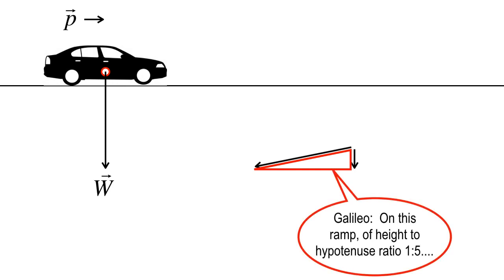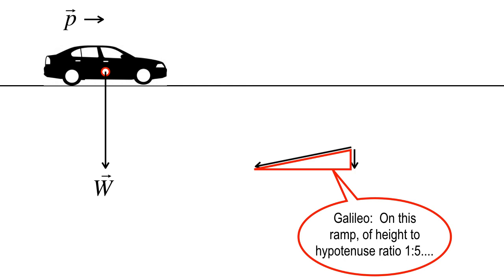On this ramp, the height of the ramp is 1, and the length of the ramp is 5. Now, you can build that. You can go out and get a 5-foot board, and then get another 1-foot board, and make a ramp like that. No problem. And it all started with Aristotle saying, all right, 0.02 metric units of force. So Galileo said, all right, I can make this ramp. The height to hypotenuse ratio is 1 to 5. Hypotenuse to height is 5 to 1.